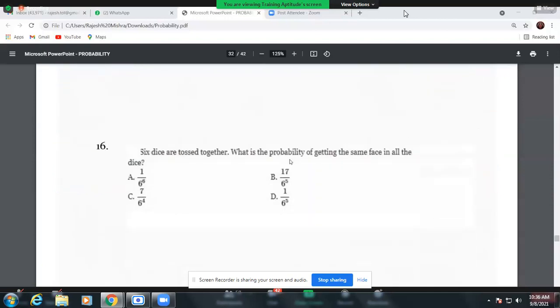Okay. Question number 16. 6 dice are tossed together. What is the probability of getting the same face in all the dice? Very interesting. Think about it logically. You'll get it correct. Question number 16.